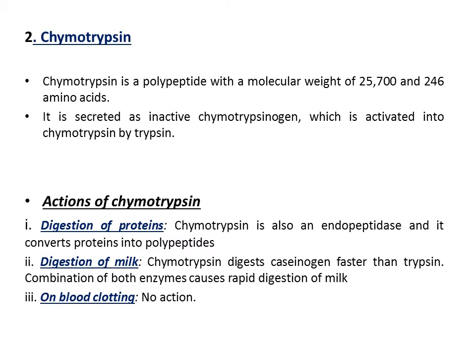Second enzyme is chymotrypsin. Chymotrypsin is a polypeptide with a molecular weight of 25,700 and it contains 246 amino acids. It is secreted as inactive chymotrypsinogen which is activated into chymotrypsin by trypsin. Actions of chymotrypsin. Chymotrypsin is also an endopeptidase and it converts proteins into polypeptides. Chymotrypsin digests caseinogen faster than trypsin. Combination of both chymotrypsin and trypsin enzymes causes rapid digestion of milk.